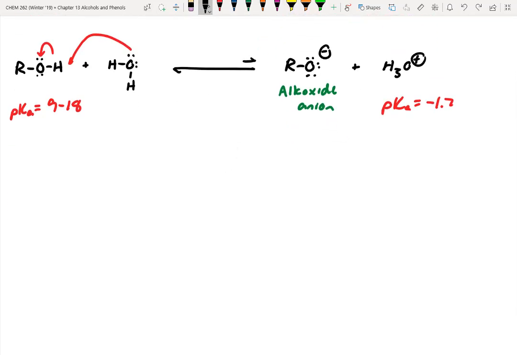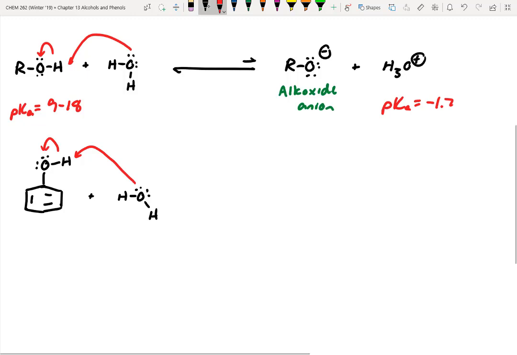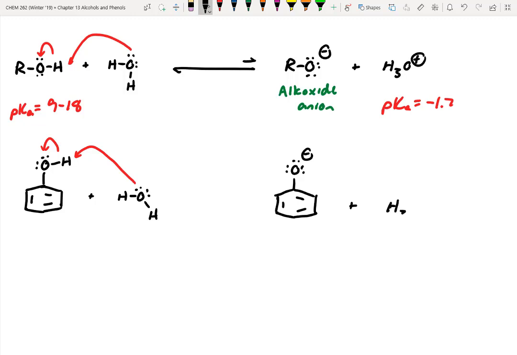The most classic example is this alcohol, where again we could show this with water acting as a super duper weak base. Water could grab this proton, steal the proton, and we can generate an oxygen anion plus the hydronium cation.